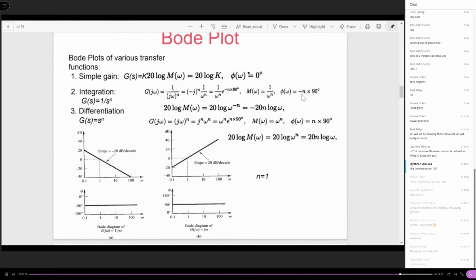If you have one integrator, it will provide a phase lag of minus 90 degrees. Two integrators, minus 180 degrees. Three integrators, minus 270 degrees, right? So this integrator is always a phase lag system.